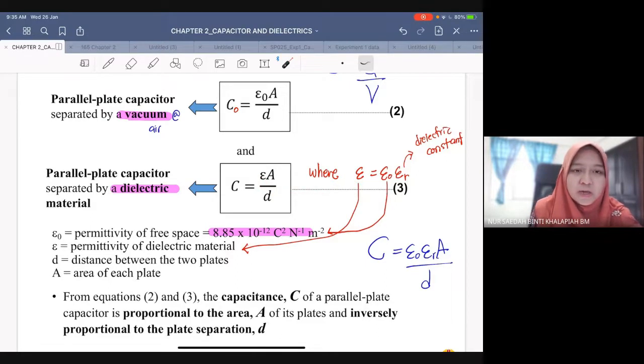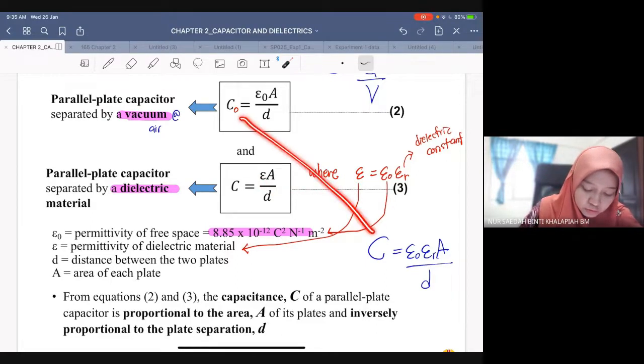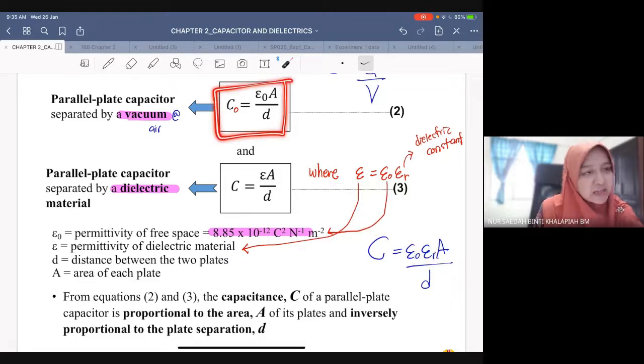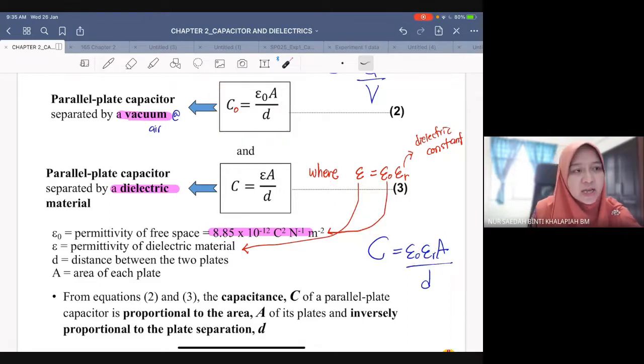Faham tak? So maksudnya compared to kapasitor yang kosong, kapasitor yang ada dielectrics dia ada hasil darab sesuatu lagi. Sebab kalau kosong adalah epsilon not A over D je. Kalau C yang dah masuk dielectrics kita kena darabkan dengan dielectric constant. So dia jadi epsilon not ER A over D. Dia ada darab something, dan nilai ER ni lebih daripada 1.